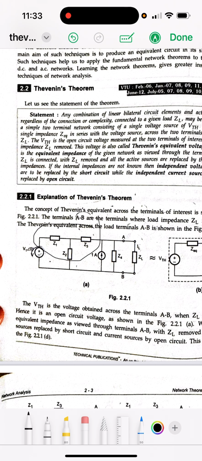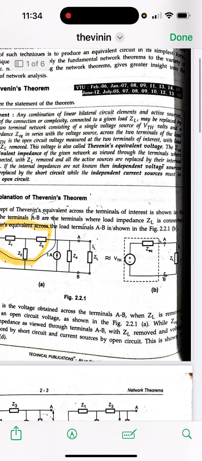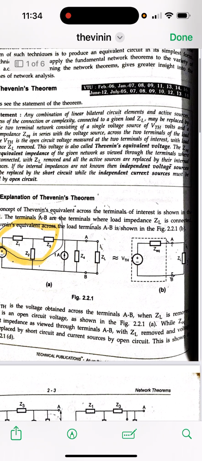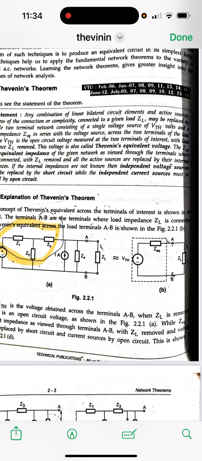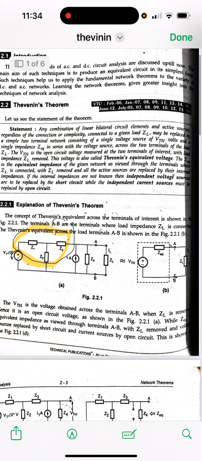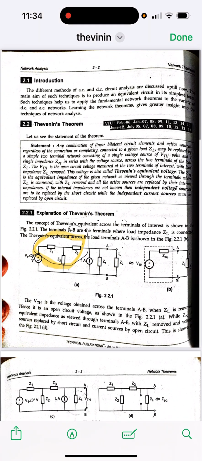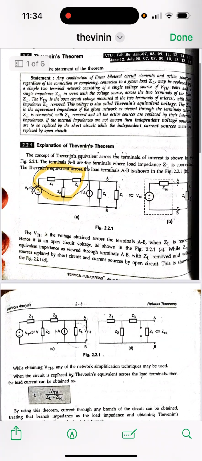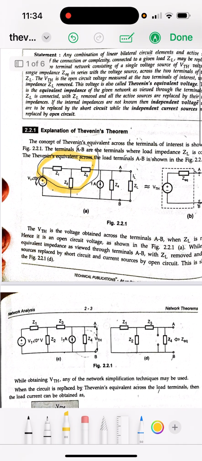If this is not clear, I'll just mark it with the yellow pen. These things will be marked as Z equivalent. Then I'll be shorting A and B. Clear? For example, in this question there is something called Z4 which I didn't see. So this also has to be included in the Z equivalent. This Z4 also we have to include. Just for simplification only we are doing it.